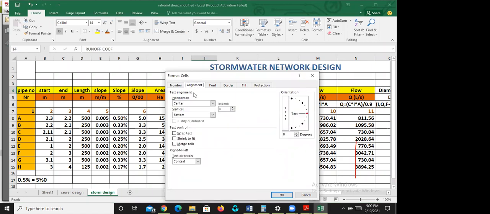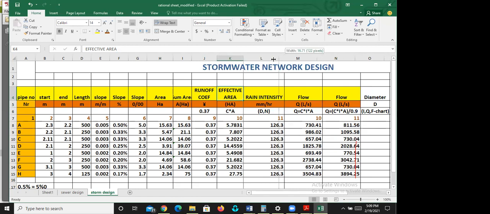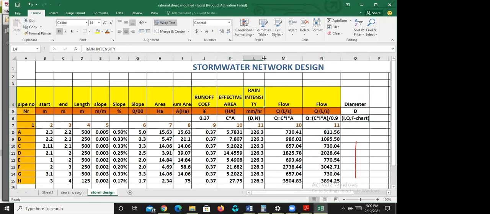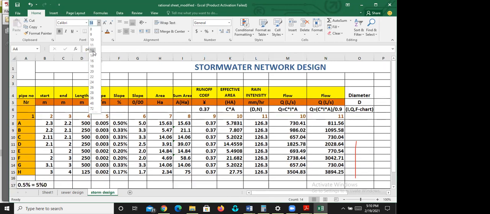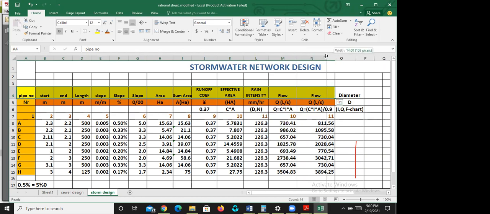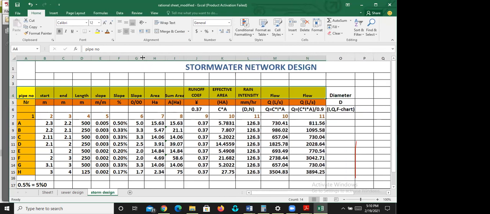I'll come here and say alignment, wrap text. See, we have that one there. So I'll just click Format Painter and do this one. No, click on this one. Okay, it will not do it. So this one is not part of the training, but it's just good that we make it look good.